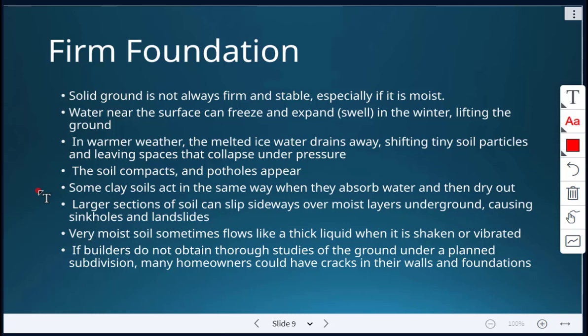Clay soil will act in the same way when it absorbs water and when it dries out. Large sections of soil can slip sideways over moist soil layers underground, and that can cause sinkholes and landslides. And if the soil is very moist, it can start to flow like a thick liquid. So if builders don't obtain thorough studies of the ground, many homeowners can start to see cracks in their walls and their foundations.